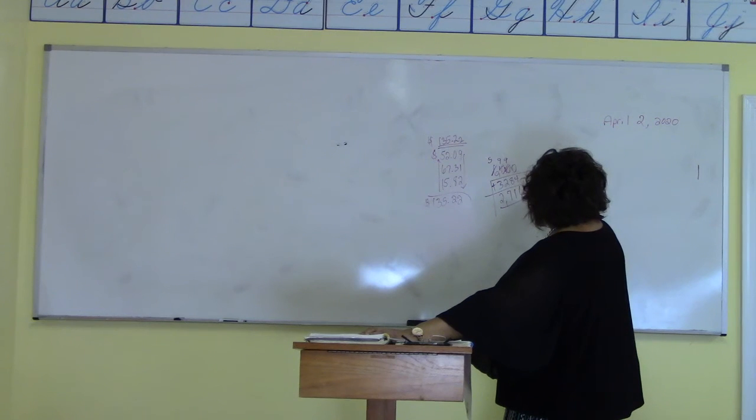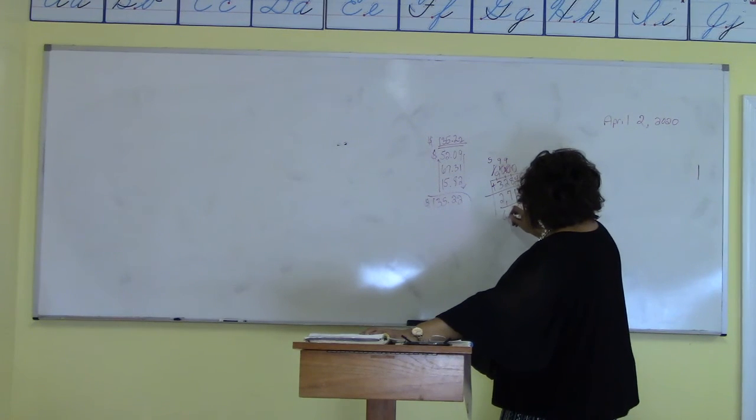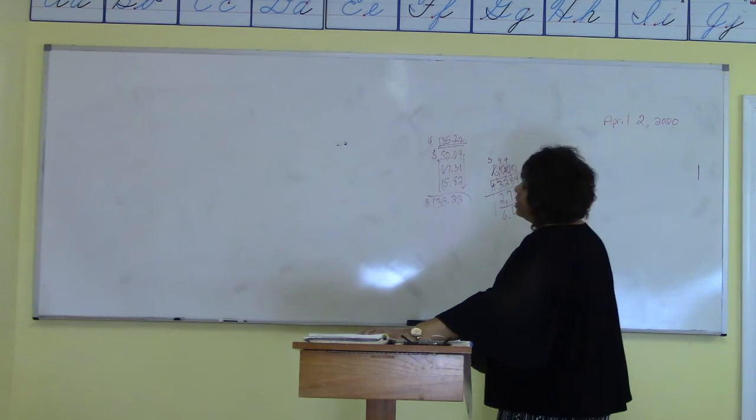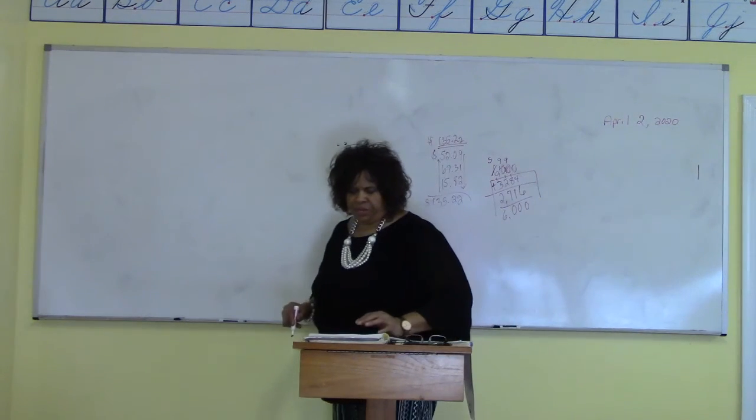6 plus 4 is 10, 0 carried 1. 8 plus 1 is 9, plus 1 is 10, 0 carried 1. 2 plus 7 is 9, plus 1 is 10. 0 carried 1, 3, 4, 5, 6. Look at that. You got it back. There you go. Very good.